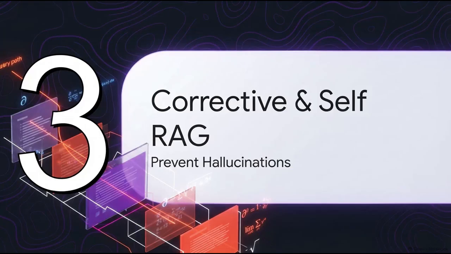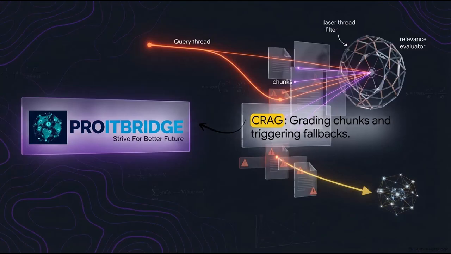Moving right along to part 3, corrective and self-reflective RAG. Say hello to CRAG, or corrective RAG. Naive RAG will confidently feed totally irrelevant garbage to the LLM if that's what the database happens to return, which instantly destroys enterprise trust. CRAG puts a stop to that.